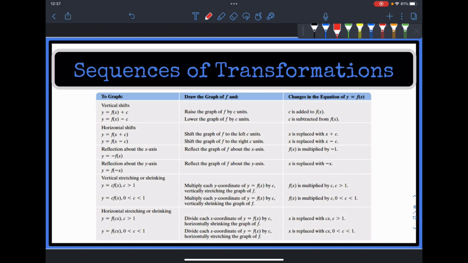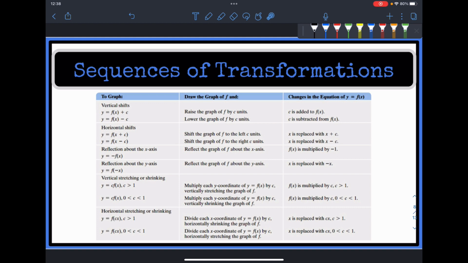Now, to perform a sequence of transformations, just to review what the transformations are: to shift something vertically, we add a constant, and that's going to raise the graph c units up. If we subtract it from our function, that's going to lower it c units. To shift it horizontally, we add or subtract to the input value, not to the function itself, and adding shifts it to the left, while subtracting will shift it to the right.